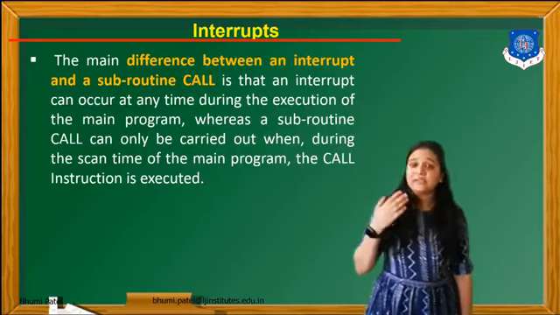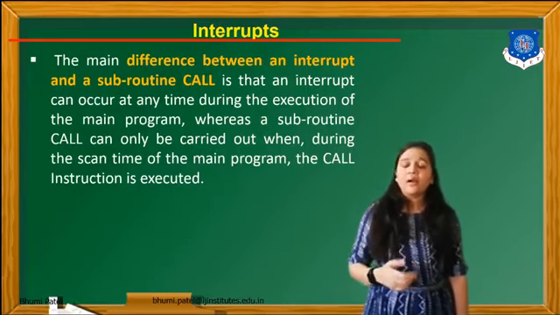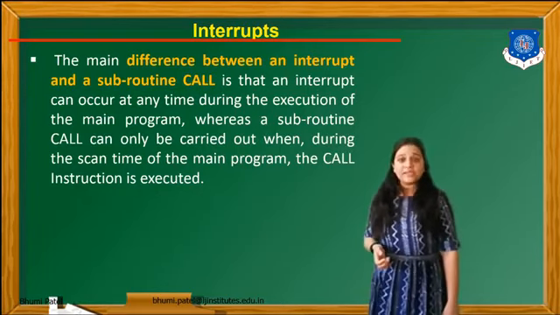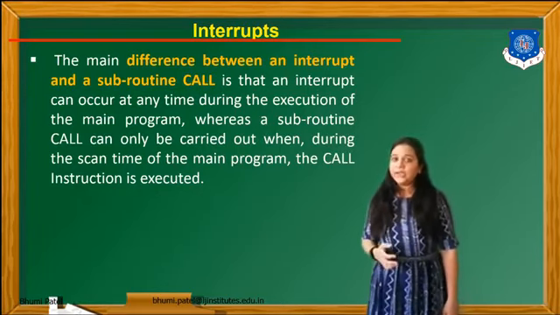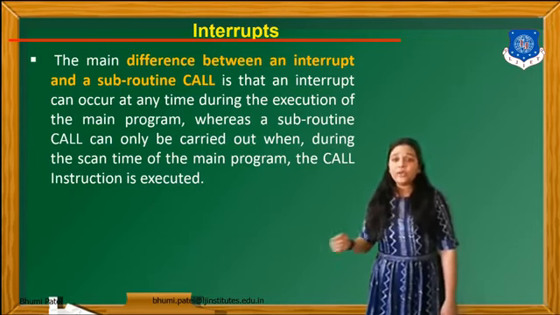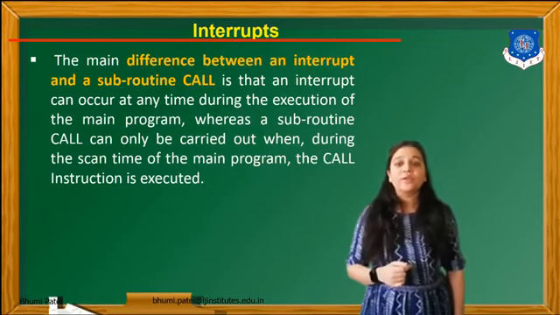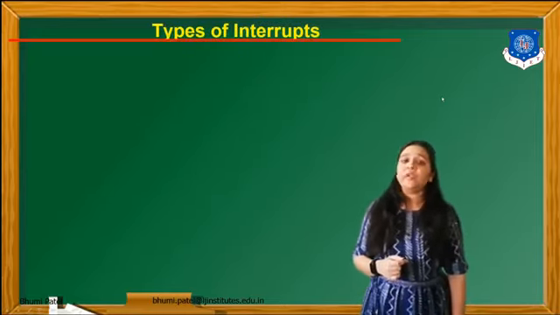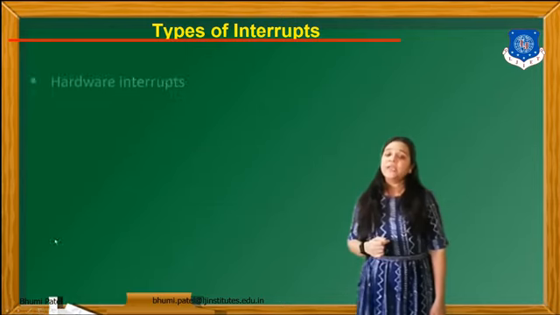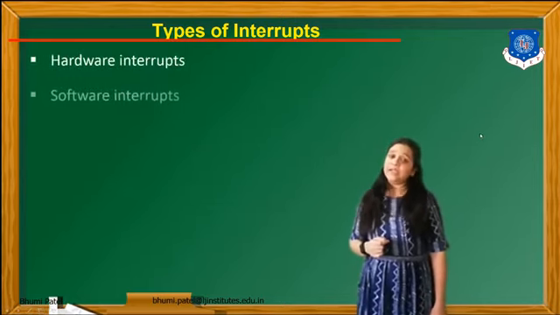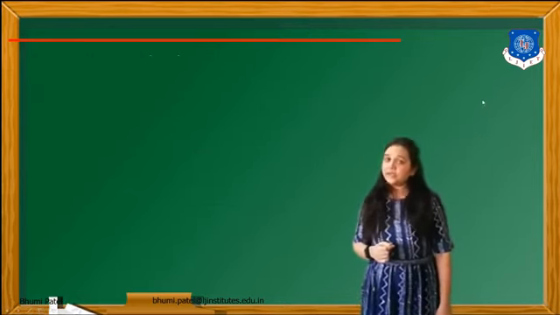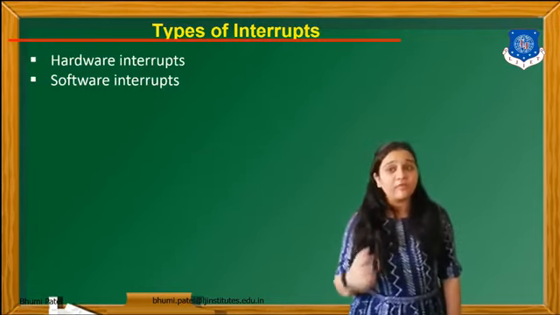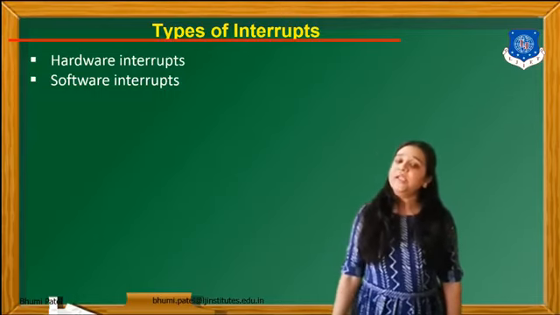The function is the same, but an interrupt can occur any time during the execution of the main program, and the subroutine call can only be carried out when, during the scan time of the main program, the call instruction is executed. There are different types of interrupts used in PLC programming. Mainly there are hardware interrupts and software interrupts, because as you know, we can use the software as well as the hardware in PLC programming.